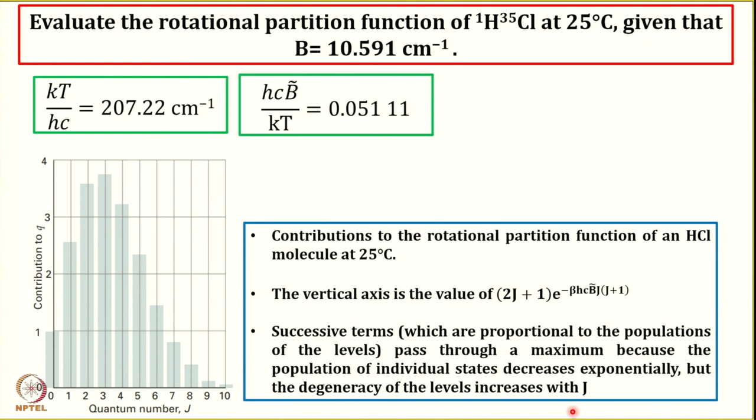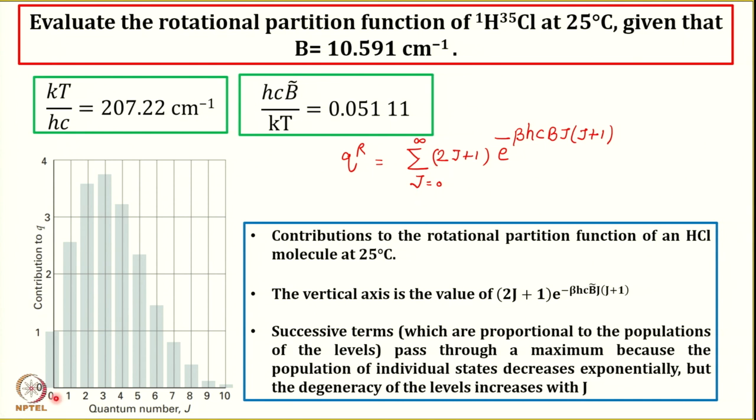Now let us look at some of the comments made over here. Q rotational is equal to summation j equal to 0 to infinity 2j plus 1 exponential minus beta hcB j into j plus 1. The plot shown over here represents the contribution to the rotational partition function for HCl. This y-axis is the value of 2j plus 1 into exponential minus beta hcB j into j plus 1, for different values of j.